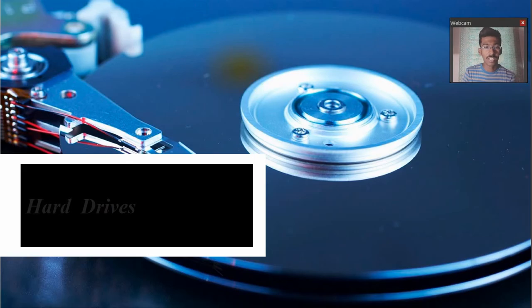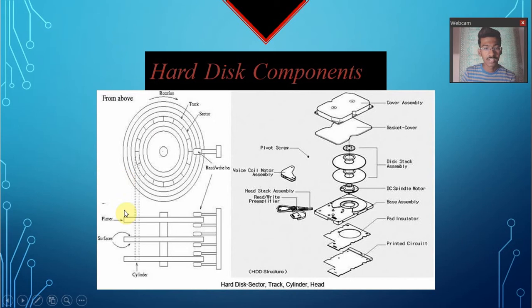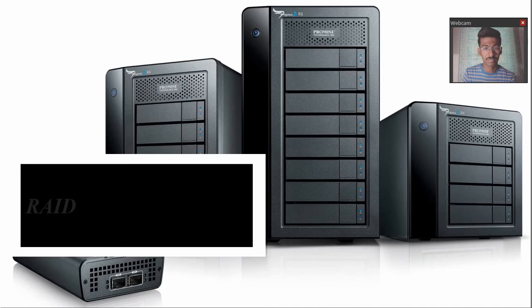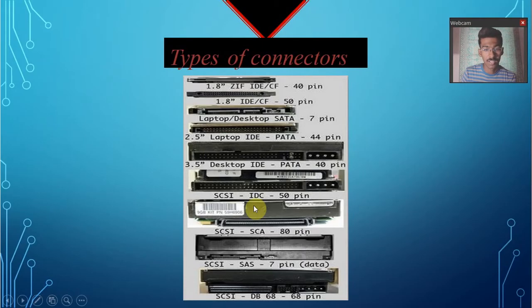So now coming to hard drives, you can see the interior structure of a hard drive. Basically, our hard drive consists of disks stacked upon one another, and you have a reader to read data from each individual disk. So let's take a look at types of connectors. These are types of connectors used in different hardware.